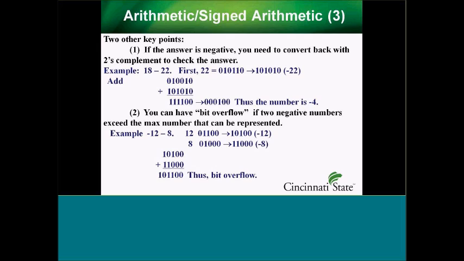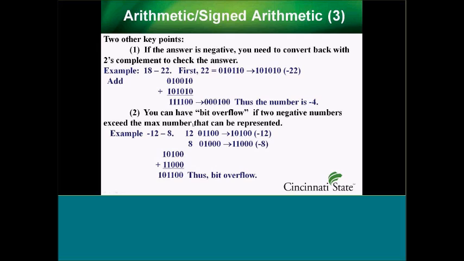Otherwise, sometimes students will add up all those weights, and they come up with some crazy number, like 18 minus 22 ended up being 144 or something like that. So I tell them, no, you just have to redo this.